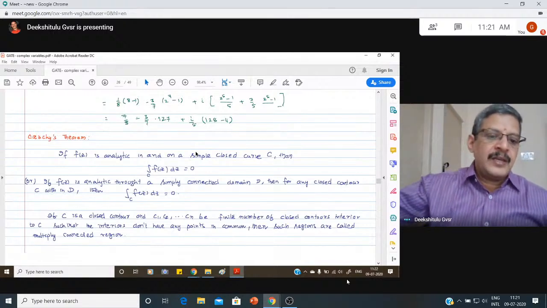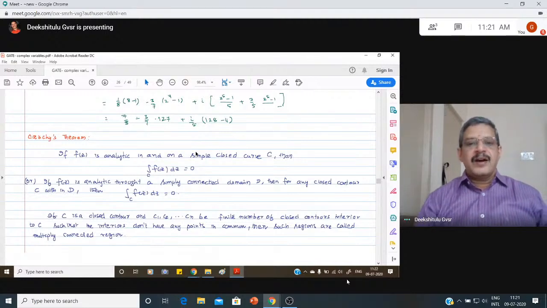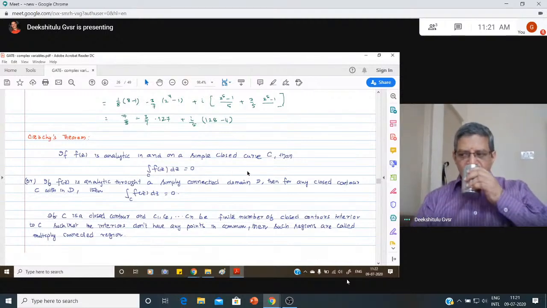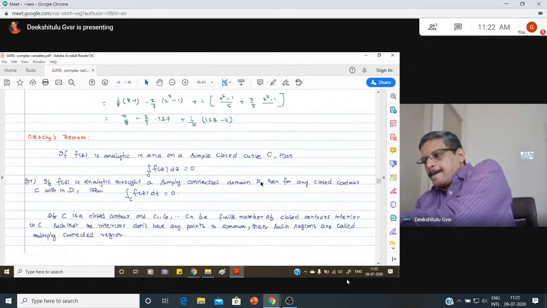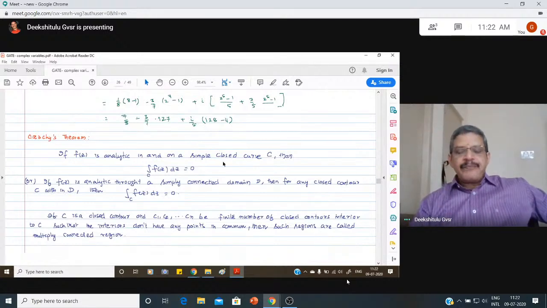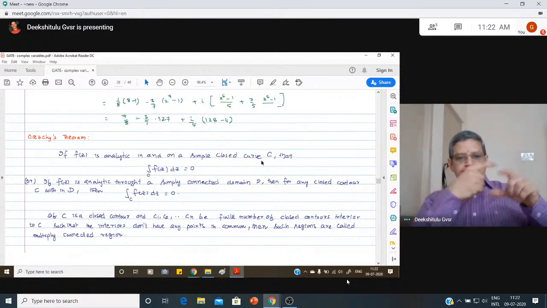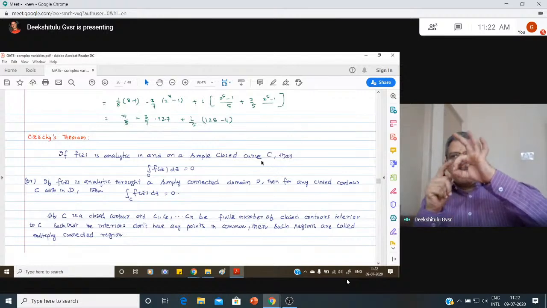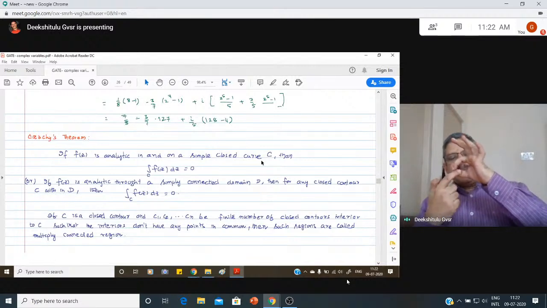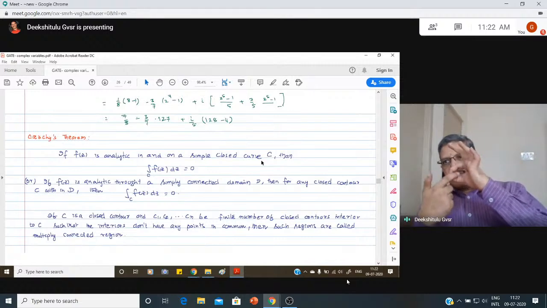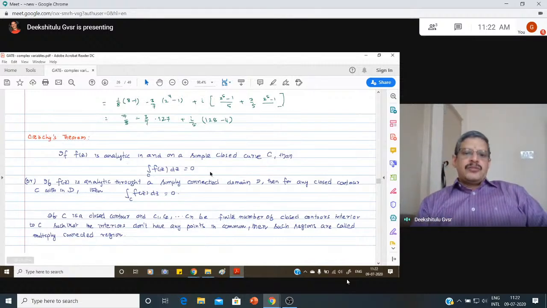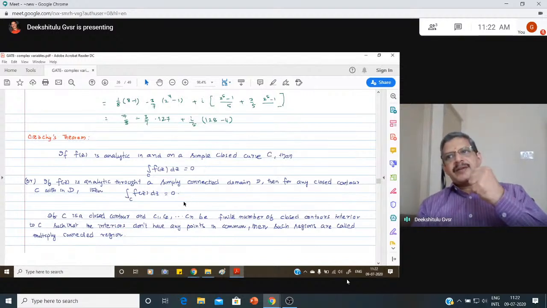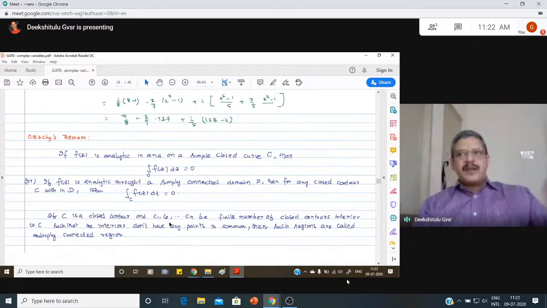So what it says is, if f of z is analytic in and on a simple closed curve, that means if you consider a simple closed curve like this. So if f of z is analytic everywhere inside and also on the curve, then the integral over C of f of z dz becomes 0. That straight away you can write. You check the CR equations, you check the partial derivatives are continuous, then the integral must be 0. You need not evaluate anything. That is the importance of Cauchy's theorem.